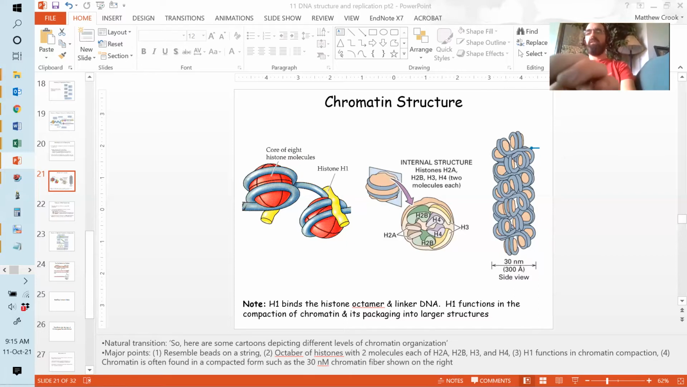Whereas heterochromatin is closed or shut down, which equals no gene expression.